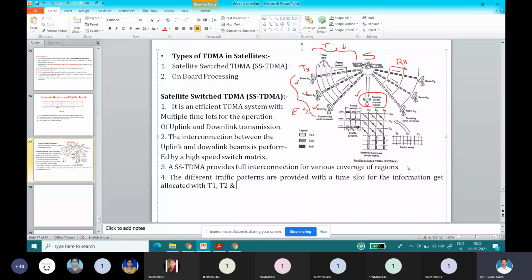So what makes it that we are allocating the particular time periods? We are providing the time slot for the frame. This is called traffic patterns. So this time slot makes the information to be allocated in terms of T1, T2, T3. You can see in the figure itself, it is clearly shown where you have the positions of T1, T2 and T3. That makes you understand this point, right?